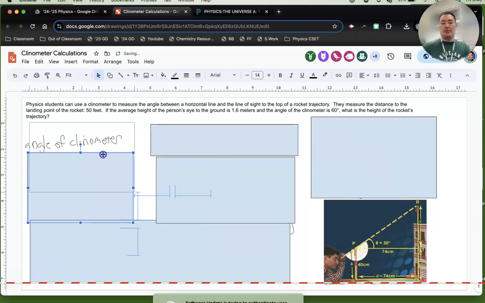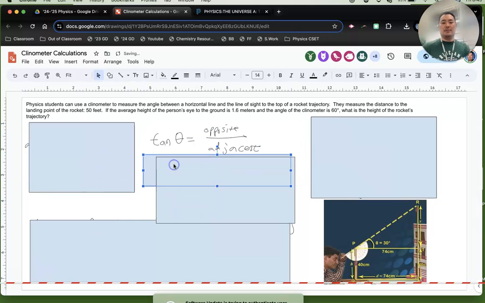Let's start with this. So write this down. Tan theta, which is any angle, tan theta equals opposite over adjacent. How many ever heard of tan theta before in math? All right, see, not everybody. We've got about 5 or 6 students. Tan theta equals opposite over adjacent. What the heck does that mean?